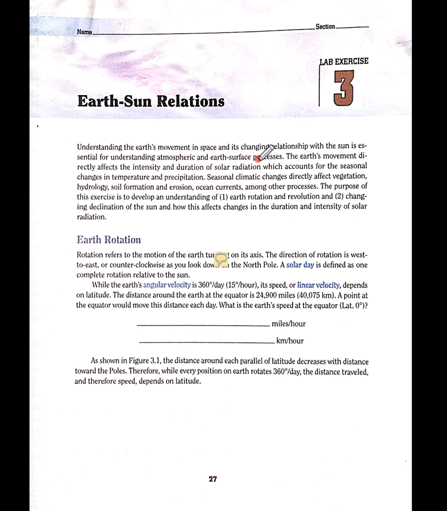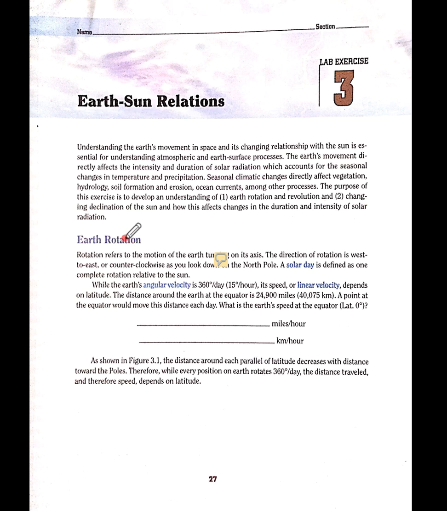Understanding the Earth's movement in space and its changing relationship with the Sun is essential for understanding atmospheric and Earth's surface processes. The Earth's movement directly affects the intensity and duration of solar radiation, which accounts for the seasonal changes in temperature and precipitation. Seasonal climate changes directly affect vegetation, hydrology, formation and erosion, ocean currents, among other processes. The purpose of this exercise is to develop an understanding of 1, Earth rotation and revolution, and 2, changing declination of the Sun and how this affects changes in the duration and intensity of solar radiation.